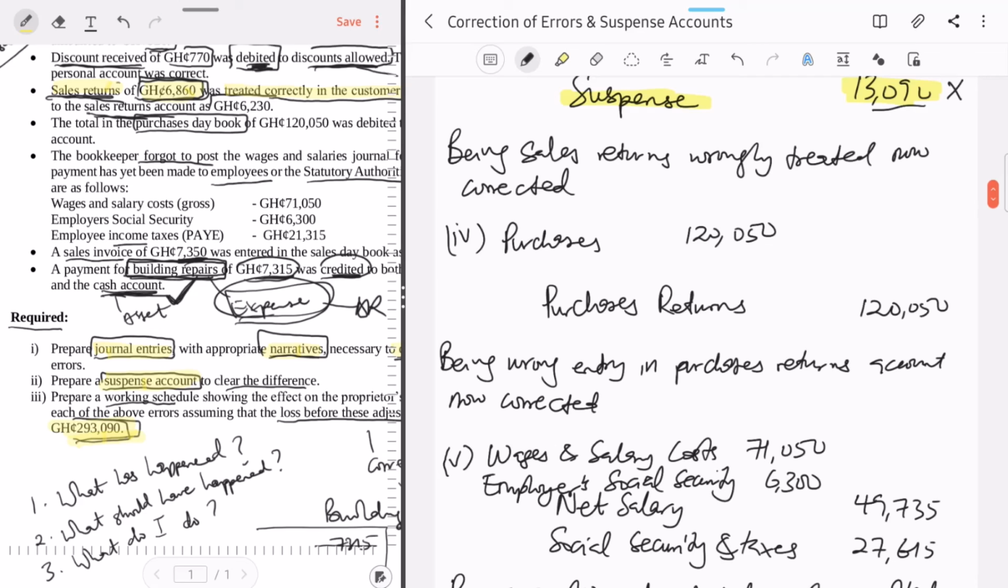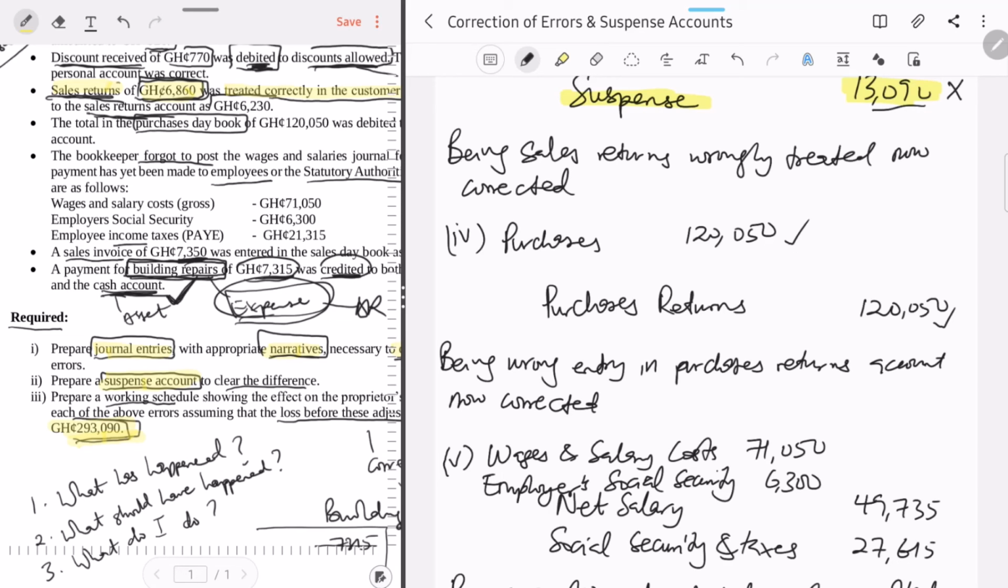Purchase and purchase returns. So what's the figure? 120,050. So let me do this. Will this affect the income statement? Yes. Will purchase returns affect the income statement? Yes. In effect, the net effect is 0, because if I debit 120,050 and I credit 120,050, they will end up being 0.